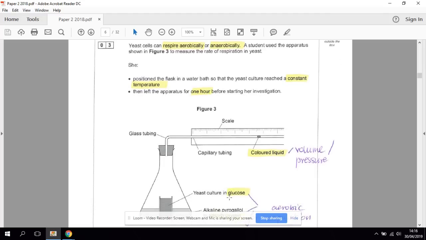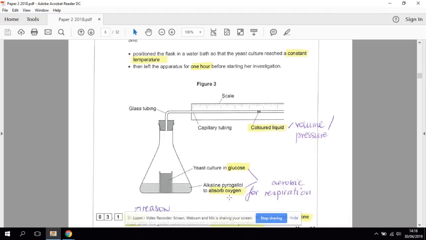What we need to remember here is that you need to think about what's in the equipment given. So we've got the yeast culture in glucose, and we've got the alkaline solution here that will absorb carbon dioxide. So what do we need those for? Of course, we need them for aerobic respiration, and here we've got the liquid. You should remember that every time the liquid has moved, we then need to be thinking about the volume or the pressure in this situation.